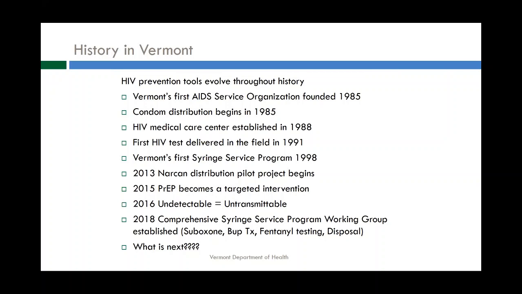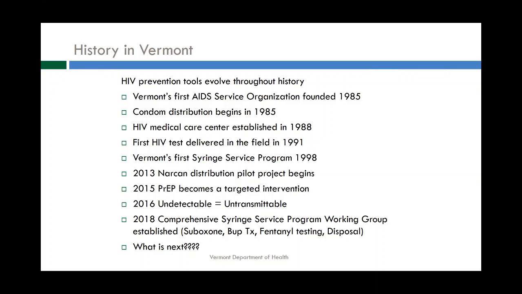Things can happen rapidly if you align or allocate your resources to your need. Kentucky is certainly an example of that. In Vermont, we have a little bit of a longer history. Our first syringe exchange started in 1998. In 2013, thanks in part to the efforts of Grace Keller, who you're about to hear from, a Narcan distribution pilot project was able to begin.